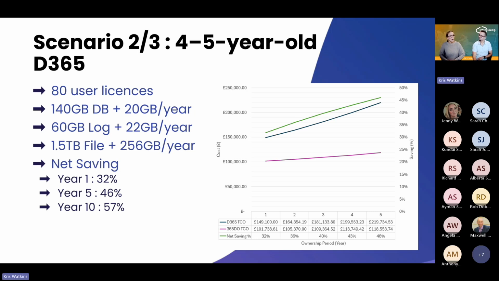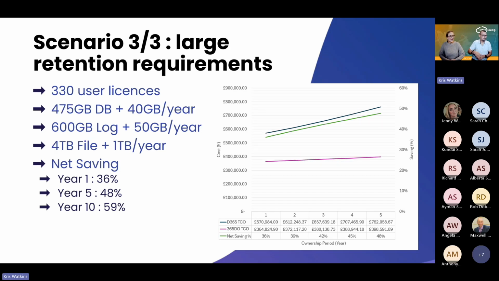And scenario 3, not to bore you with what looks like exactly the same stuff again, this is a large organization, 330 user licenses with large data retention requirements, so much larger numbers, similar percentage savings. So year 1, 36%, year 5, 48%, and then that would grow to 59%, near enough 60% in year 10.